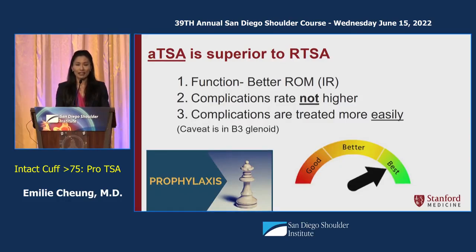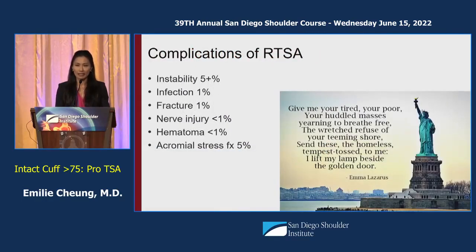The logic that we would prophylactically perform a reverse because of the worry that a patient will develop a rotator cuff tear may or may not be completely valid, as seen in the literature. As we perform more and more reverses, Dr. Frankel just talked about how the volume of reverses is about 70,000 a year. Now, you have to be familiar with this complication profile as listed here.